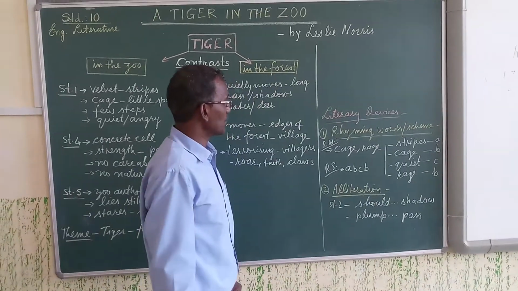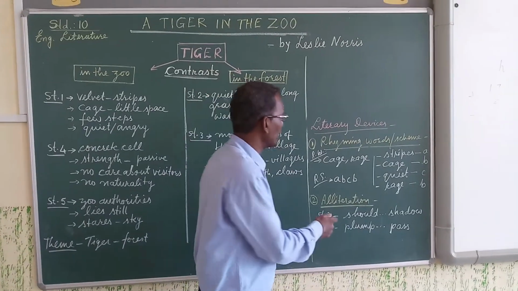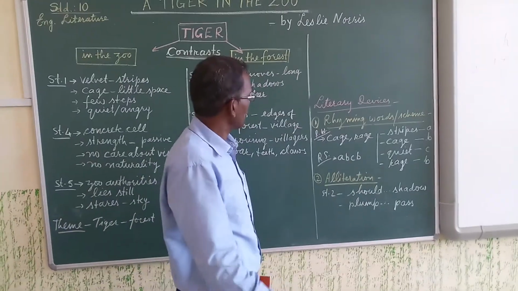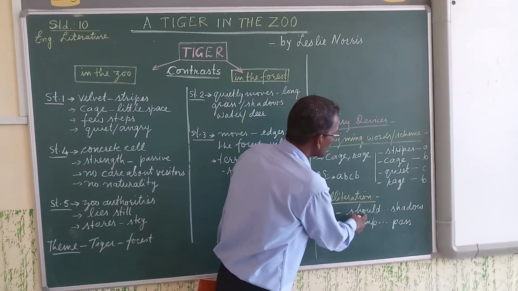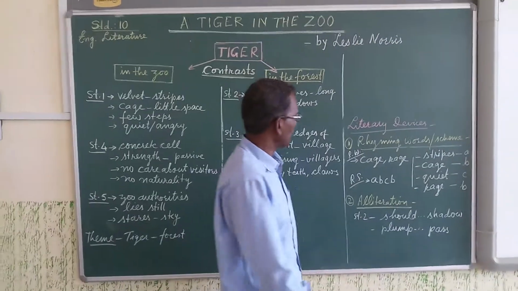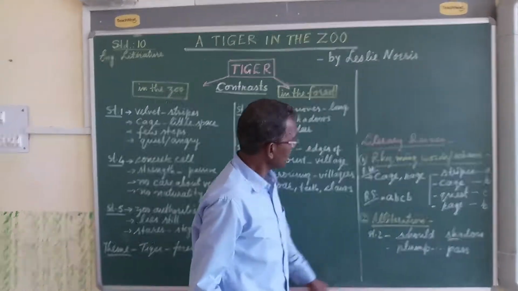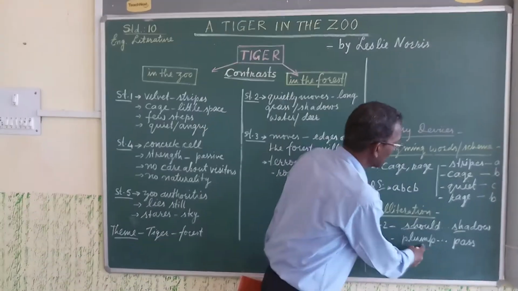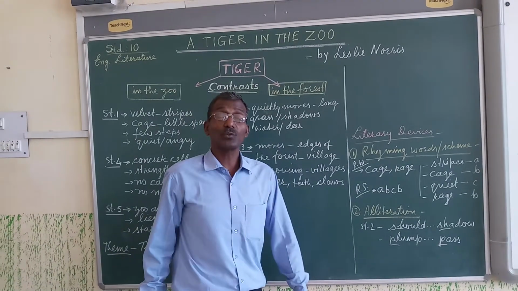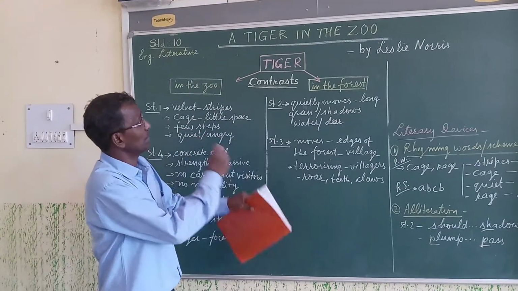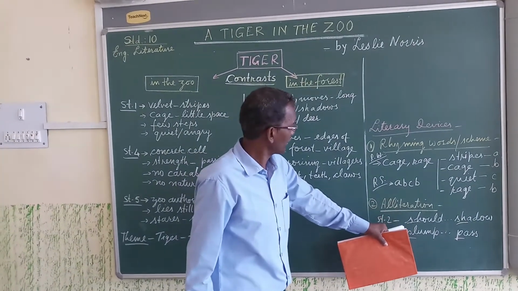Then alliteration. Alliteration means that if some words appear starting with the same consonant sound in the same line, then we say alliteration is used. So in stanza 2, we find in the same line, should and shadow, two words starting with the sh sound. And in another line, the poet has used two words, plump and pass. The sound of P is used. So this is alliteration. So students, I hope you understood and got a clear concept about this poem, A Tiger in the Zoo, and the literary devices, rhyming words and scheme, and alliteration.